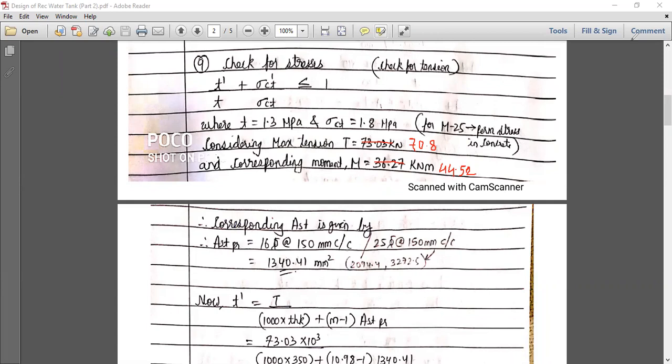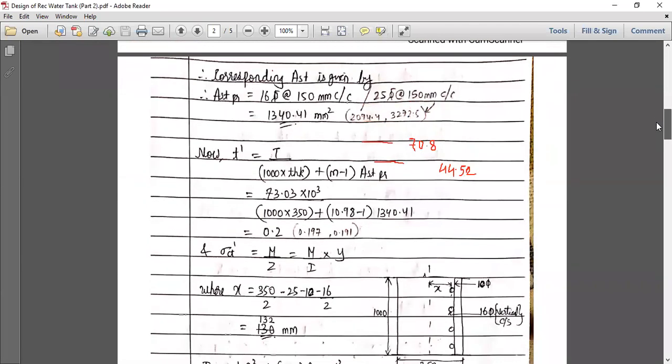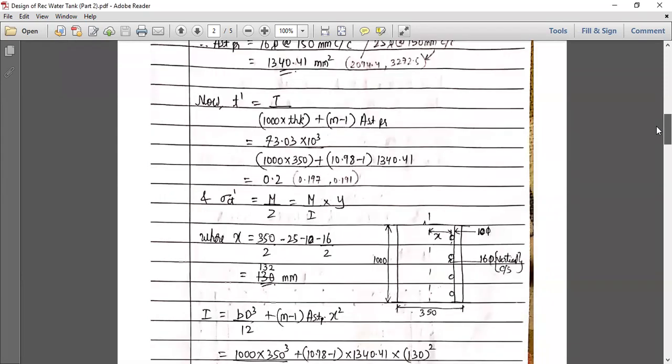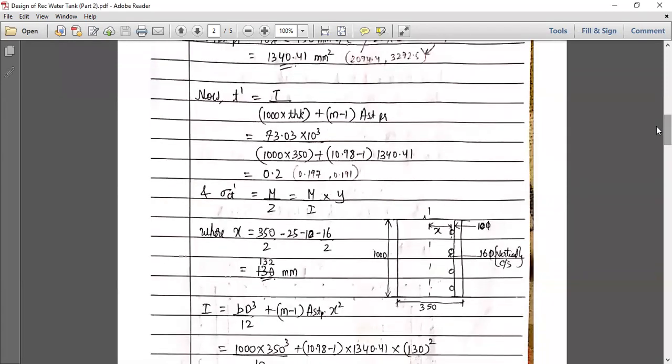ठीक है. So now quickly give me these values. So T dash कितना आ रहा है? Find out T dash and then find out sigma CT dash and then find out X.